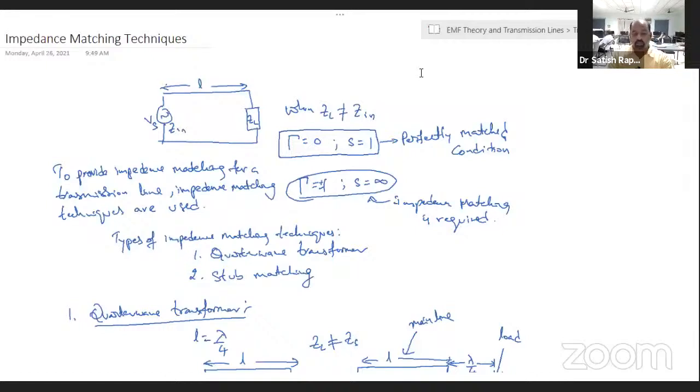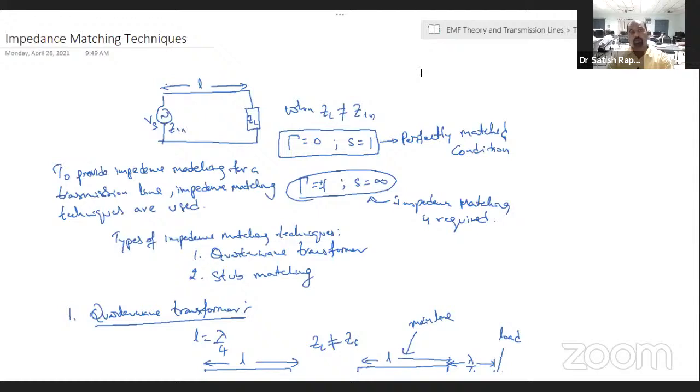Now the class is live on YouTube, right? I have been discussing the impedance matching techniques, right? Impedance matching techniques are used to match the impedance of a transmission line. Why is impedance matching required? For maximum power transfer from source to load, and to avoid reflections at the load.